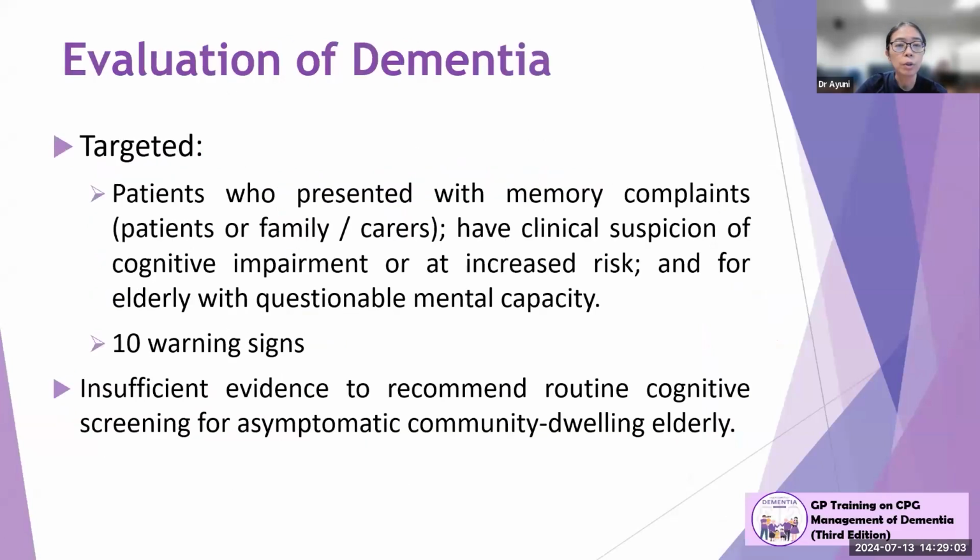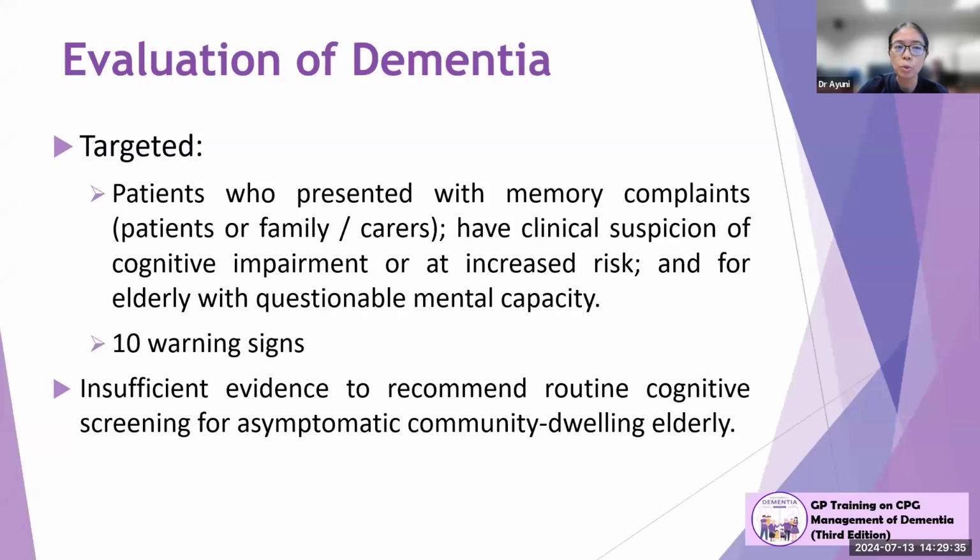Okay, so for the evaluation of dementia, until now, there's insufficient evidence or data to recommend routine cognitive screening for asymptomatic community dwelling elderly. So the keywords here are routine cognitive screening and asymptomatic community dwelling elderly. It means there's no point doing a massive run of cognitive screening in community dwelling elderly who are asymptomatic, healthy ones. It won't help you pick up further cases.